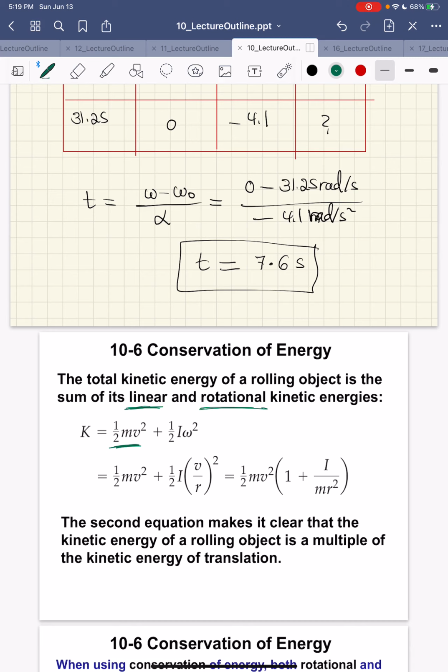Then I can here say, what is this I here? This I here, we call it rotational inertia, or we call it moment of inertia. And it is giving us how much the object is resisting the changes in its rotational motion.